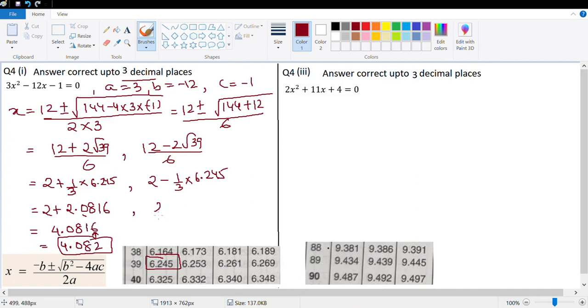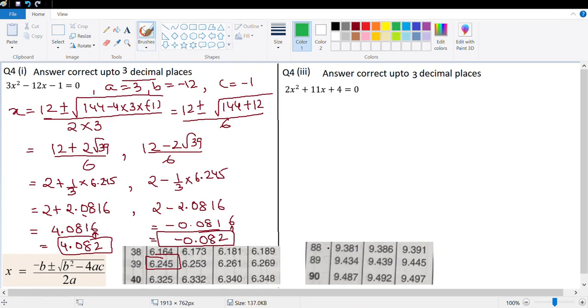In this case, 2 minus, so this is again the same thing, 2.0816. Yes, 2 minus 2.0816, which is equal to negative 0.0816. The fourth digit is 5 or more, so the answer is negative 0.082. So two values of x, 4.082 or negative 0.082. Good. Let's look at the next question.